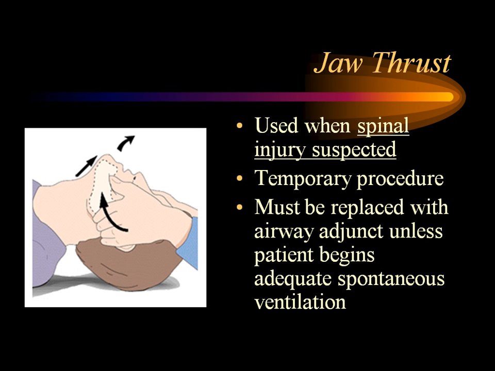All right, the jaw thrust. This is the method of preference, I would say. And you want to use this anytime you suspect a patient could have spinal injury. So just like the head tilt, chin lift, we want to use that with patients who do not have spinal injury. This one we want to use if you think they may have spinal injury. Again, it's a temporary procedure because you can't sit there like that the whole time, right? And it's got to be replaced with an airway adjunct as well.